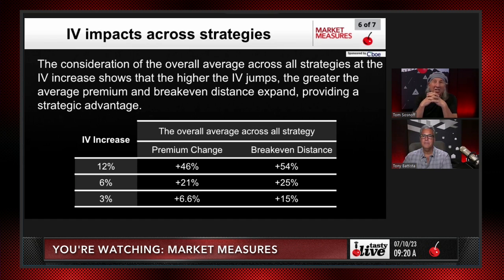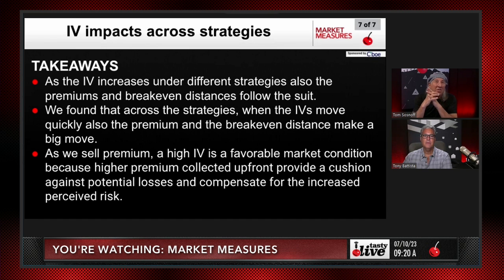Let's take a look at the last slide. So takeaways, and this is just exactly what you're going to think. As the implied volatility increases under different strategies, the premiums and the break-even distances follow suit. We found that across the strategies, when the implied volatilities move quickly, the premium and the break-evens also make a quick move. And as we sell premium, high implied volatility is a favorable market condition because higher premium collected up front provides a cushion against potential losses, and it compensates for increased perceived risk.